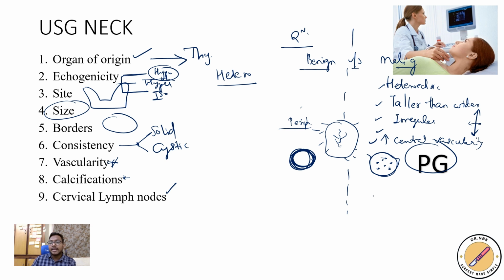So whenever there is lymphadenopathy present, the next investigation you have to go for is CECT. According to the protocol, you should go for CECT to check whether there are any anterior mediastinal lymph nodes and other things that you can pick up in CECT. So these are the important points regarding ultrasound neck.